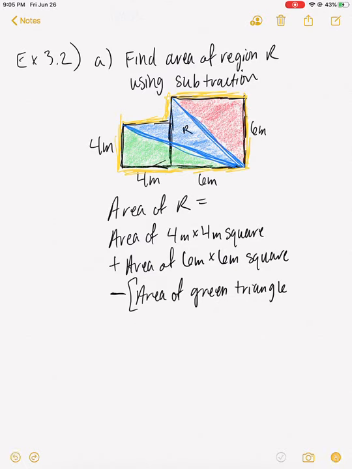plus the area of the red triangle. You have to put those two together first. Put the squares together first, then subtract them, okay? So it's a several step process. Good. So that's the area of the region by subtraction.